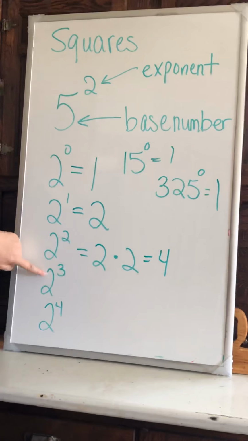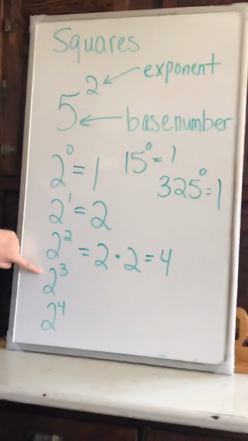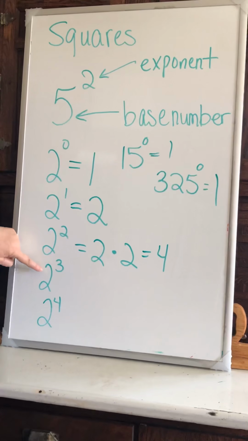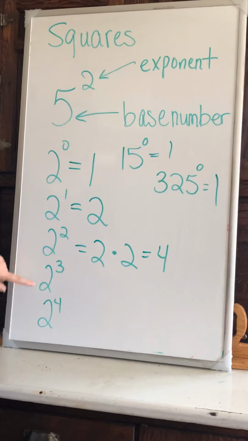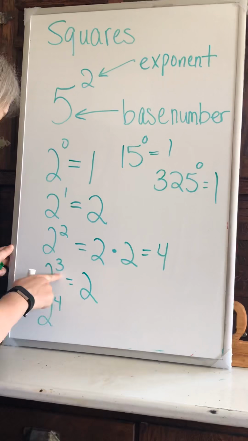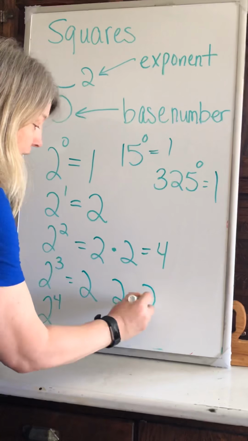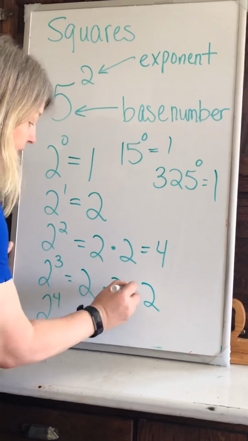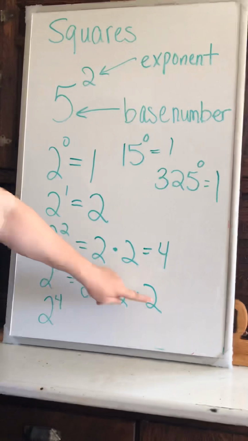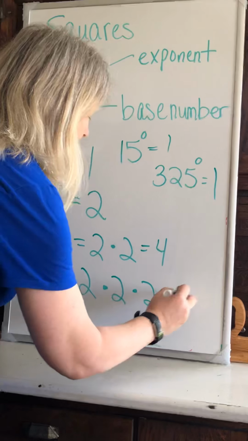This one right here goes by 2 special names also. You can say 2 to the third power or 2 cubed. So we're going to take our base number, the 2, we're going to write it 3 times, and we're going to put the multiplication sign in between it. So 2 times 2 is 4, 4 times 2 is 8.